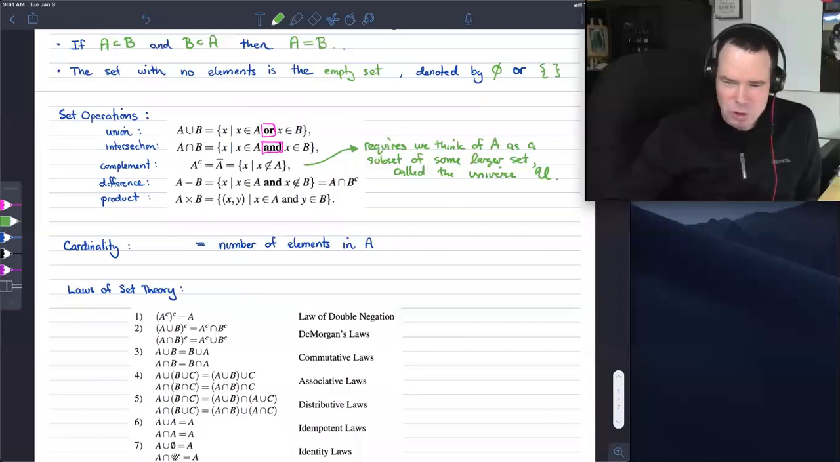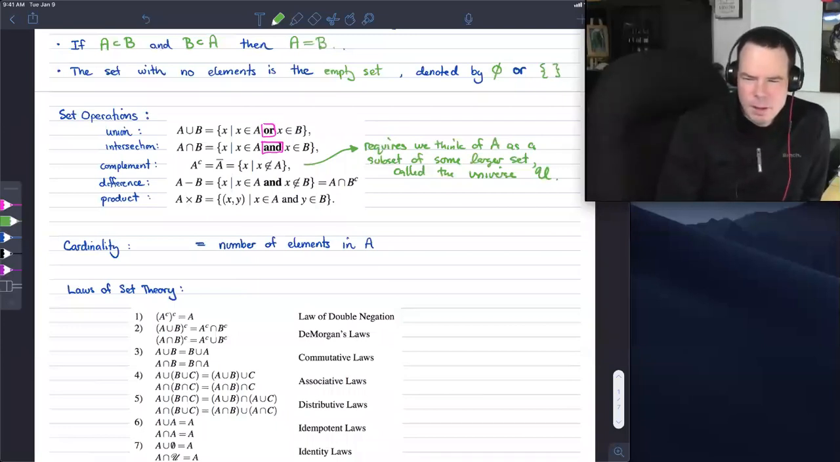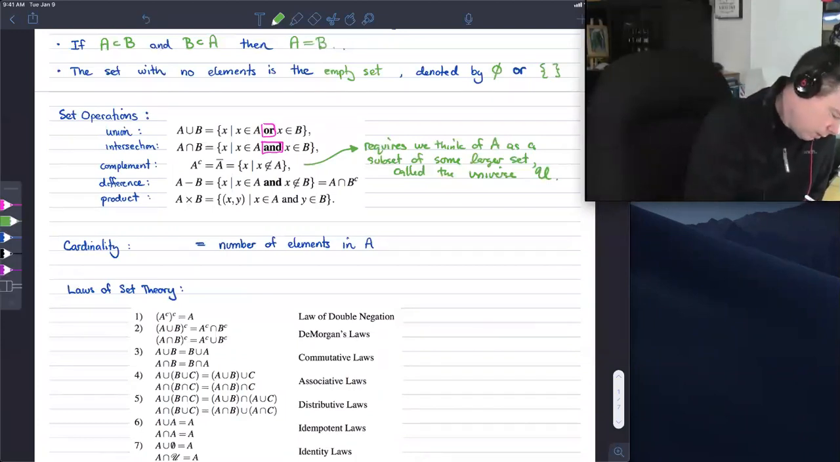The difference is just everything that's in one set but not in the other. And for the difference, the order matters. So the difference of A and B is everything that's in A but is not in B. That's also written as A intersected with the complement of B. And then the last thing is a product. We can take the product of two sets, and what that does is it forms the set of all tuples where the first component is from the set A and the second one is from the set B.